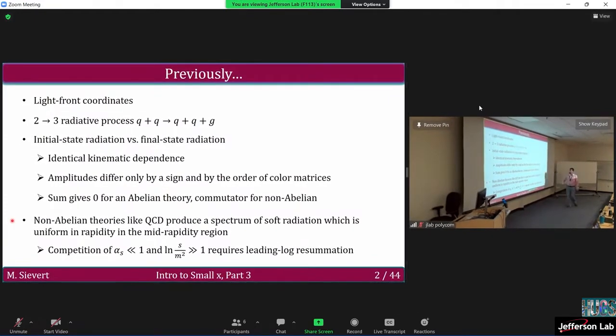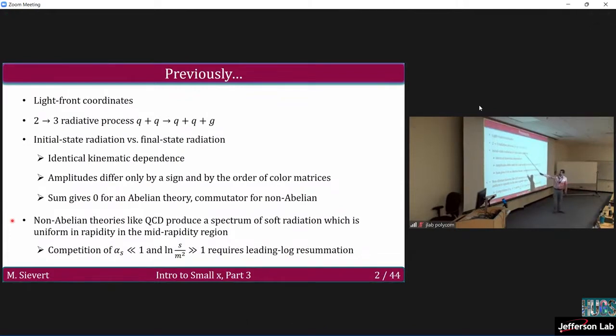Okay, so last time we did a couple of calculations. The second calculation that we did was the radiative process, quark-quark goes to quark-quark, plus a small x gluon. X here meaning the momentum fraction k plus over p plus, so that this gluon is radiated at mid-rapidity and not in the beam fragmentation regions of either the projectile or the target. Light front coordinates were a really helpful tool to do that. We found something really interesting, which was that in the kinematics of high energy scattering, there was a very delicate cancellation of initial state and final state radiation, that essentially kinematically the two processes were identical at the amplitude level.